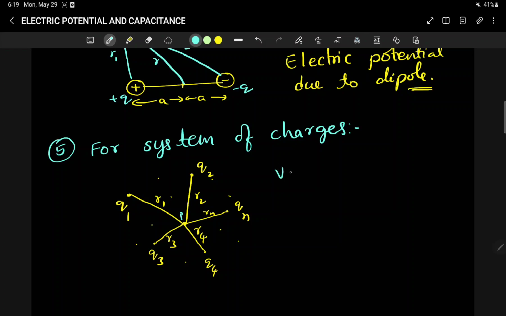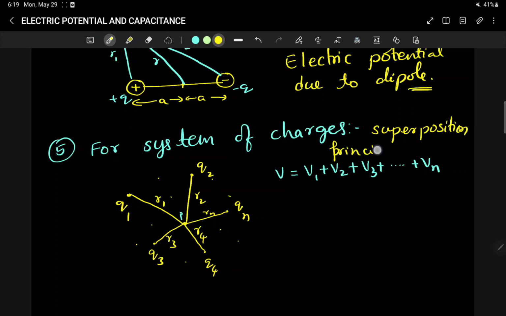So what is the electric potential due to all these charges at this particular point P? It is given by V equals V1 plus V2 plus V3 and so on up to Vn. That's why this is called the superposition principle. So what do we call this principle? Superposition principle. This is called the superposition principle.